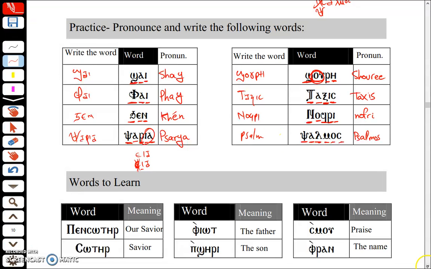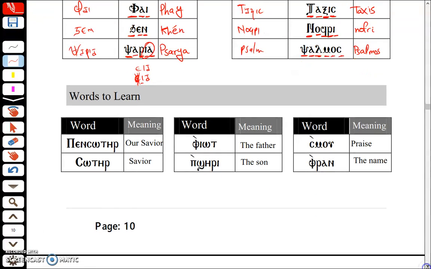Okay, those are more words to learn, to memorize. Let's actually go over the readings. So we have pin. We have a pay, so it's a P, and then A, and then N, that's pin, which means our. Then sotir, which means savior. So we say our savior. As you see here, sotir just means savior. So say pin sotir, or ipsotir el agathos. So pin sotir is our savior, and pin is our.